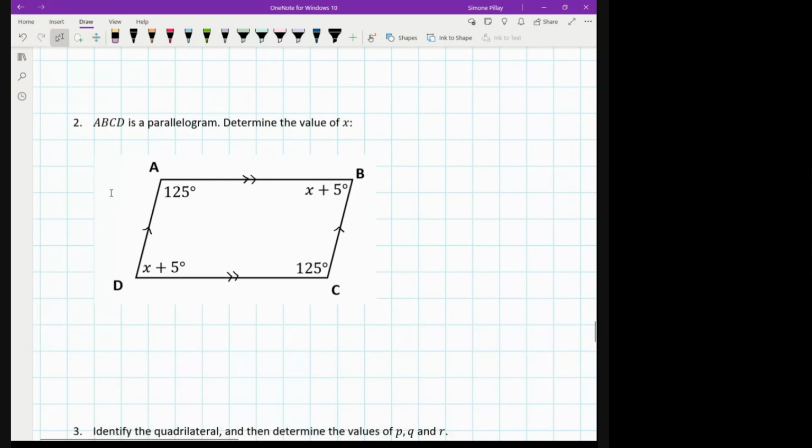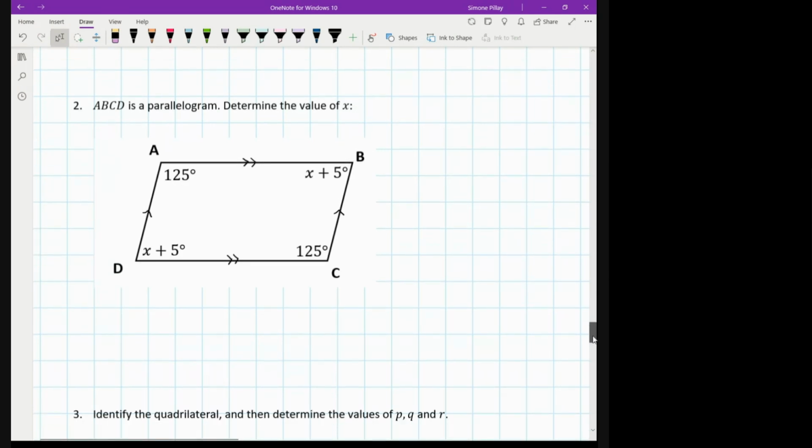Here they've told me that ABCD is a parallelogram. Determine the value of X. Now, what I want you guys to see is there's actually two ways you could do this. Because they've told me it's a parallelogram, I know that it's a quadrilateral. Because I know that it's a quadrilateral, what I could do is add up all four angles and say that they should be equal to 360 degrees. And my reason would be sum of angles in a quad. But I see an easier way.